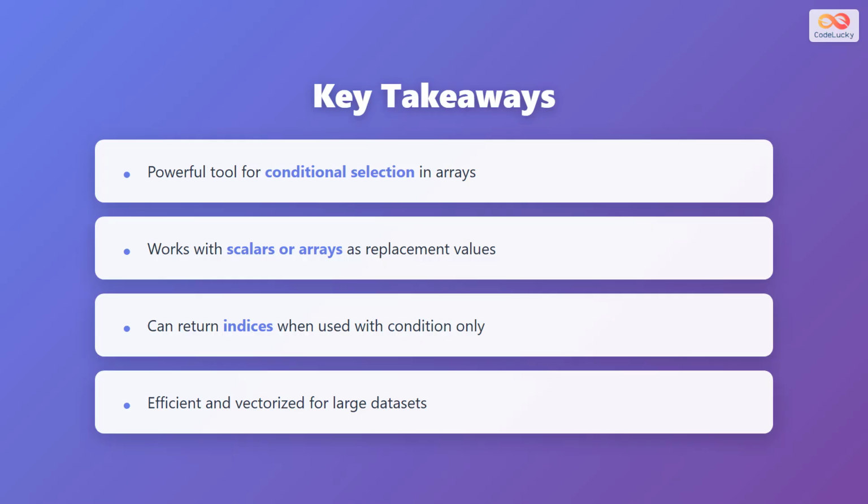Let's summarize the key takeaways. np.where is a powerful tool for conditional selection in arrays. It works with scalars or arrays as replacement values, giving you flexibility in how you transform your data. It can return indices when used with a condition only, making it useful for filtering operations. And finally, it's efficient and vectorized, making it perfect for large datasets. Practice using np.where in your own projects to master this essential NumPy function.